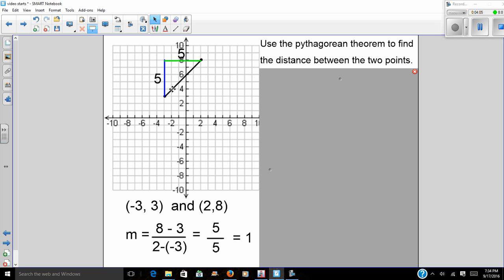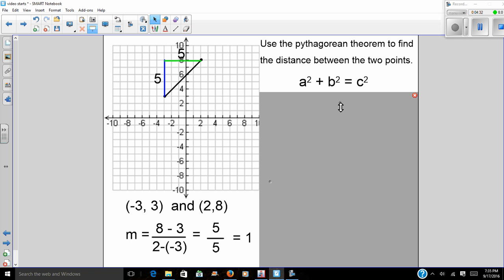So in other words, we're trying to find out how long this black line is. And we're going to use the legs of our triangle in order to do that. Okay, so let's take a look at the Pythagorean theorem. We have a squared plus b squared equals c squared. And it's very important to recognize that the c is always the hypotenuse. So the black line here is our hypotenuse, and that is the missing piece that we are looking for.